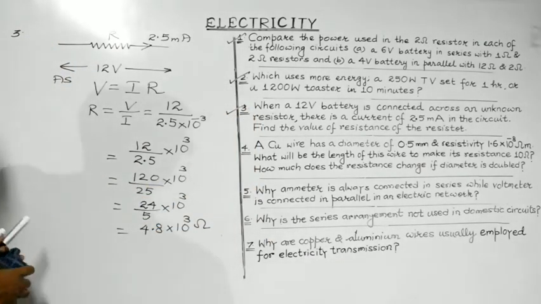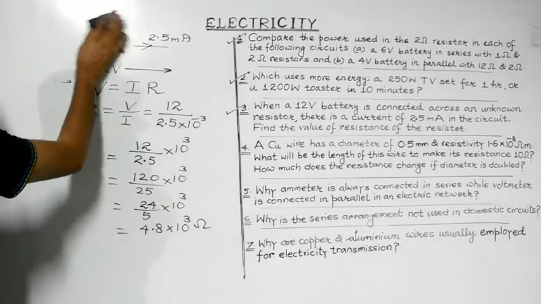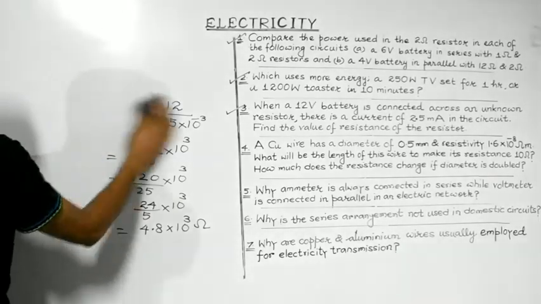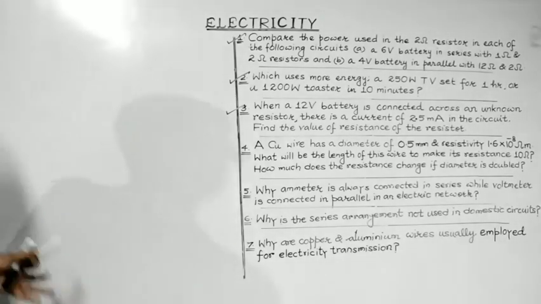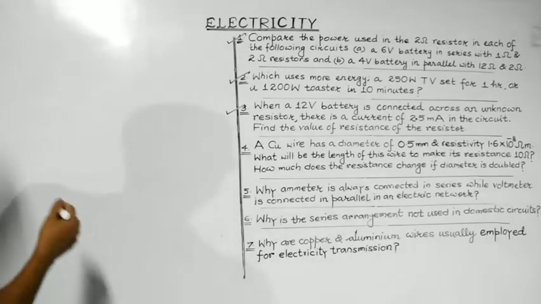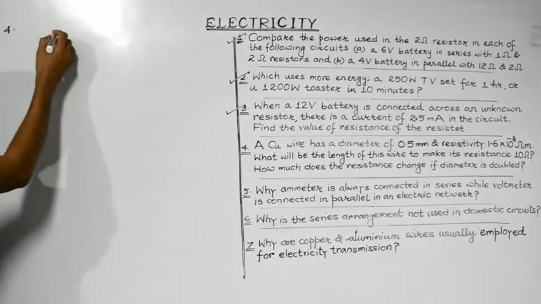Now question number 4, students. A copper wire is given and its diameter is given to be 0.5 millimeter and resistivity is also given. So let's write down the given information.